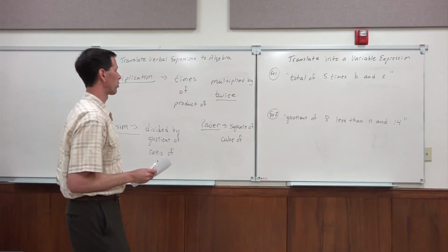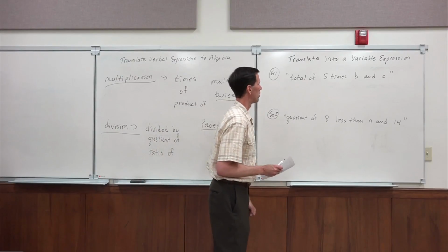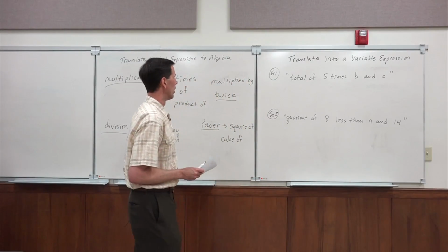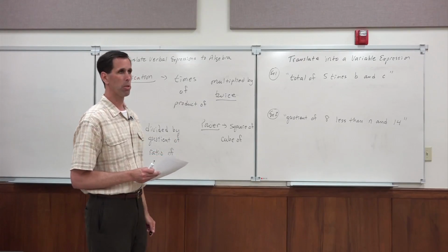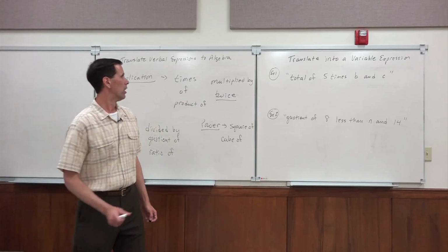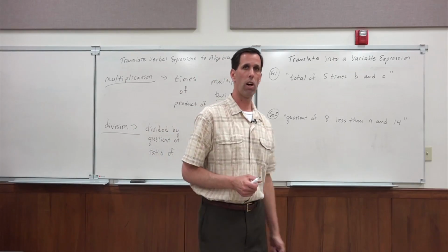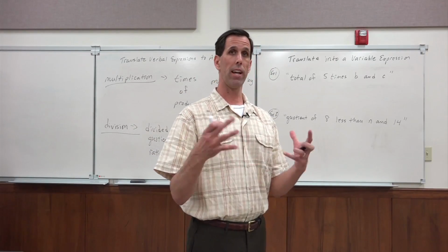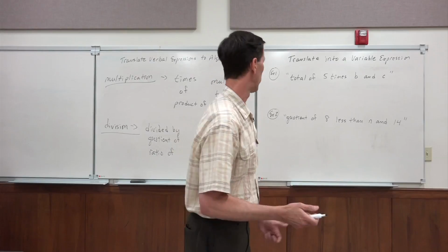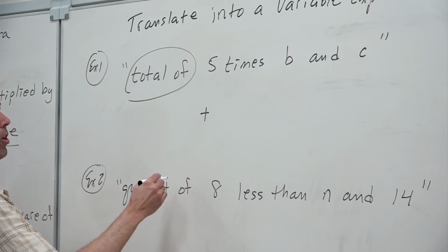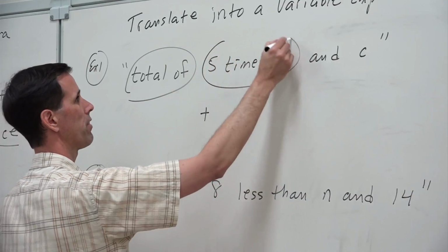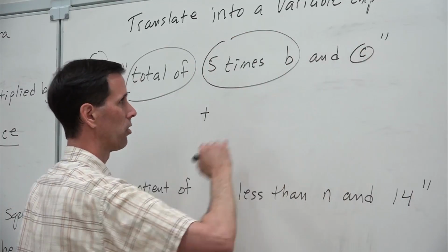All right, I have a couple problems for us to work here. We want to translate these into variable expressions. First one we have here, in quotations, is the total of 5 times B and C. So again, we've got to read it again. The big idea here is we want to find the total of something, right? So you might want to underline that and say, hey, we're finding the total of something. What are we finding the total of? We're finding the total of 5 times B and C, right?